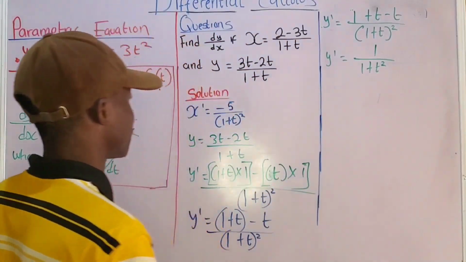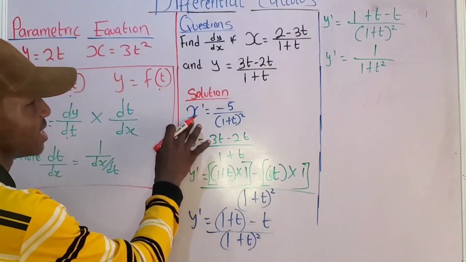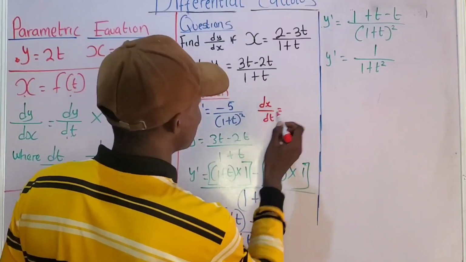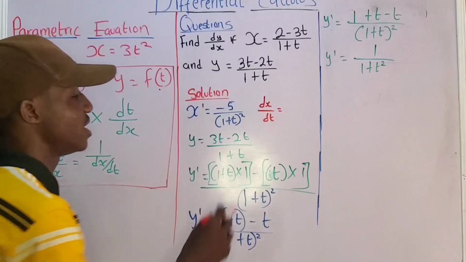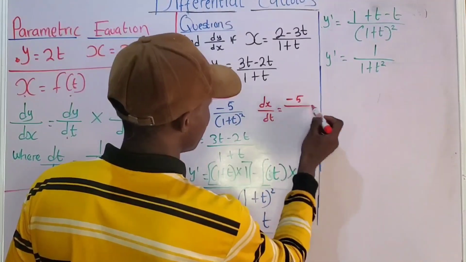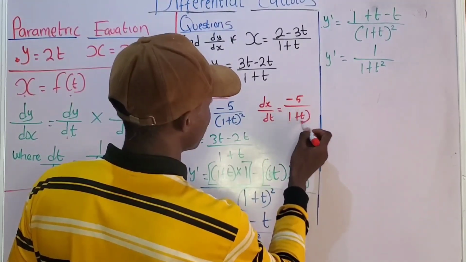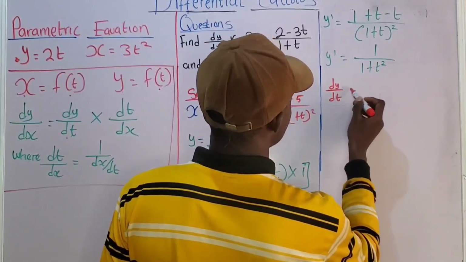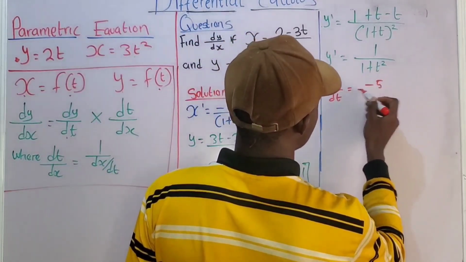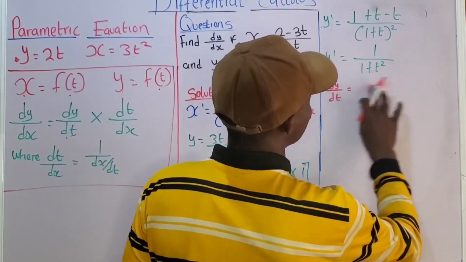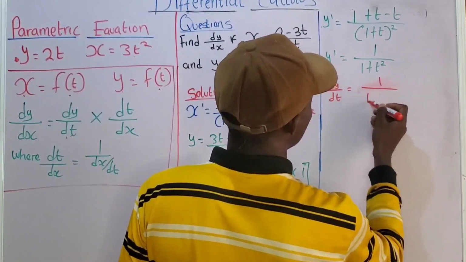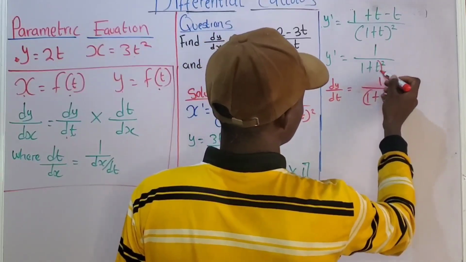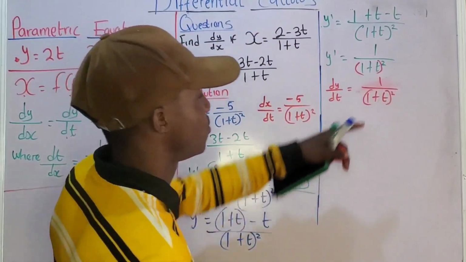Please pay attention. The derivative of x that you see here can also be written as dx over dt, because we are differentiating x with respect to t. The dx over dt is minus 5 all over 1 plus t raised to the power of 2. Now, dy over dt is 1 over 1 plus t raised to the power of 2, which is what we got here.